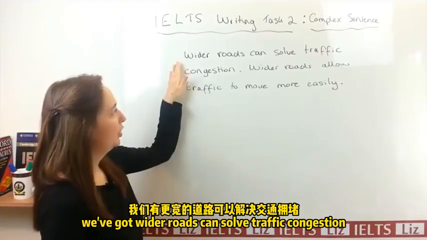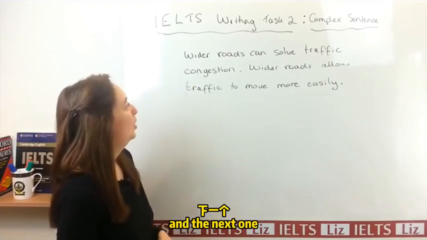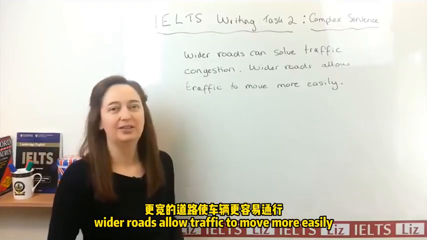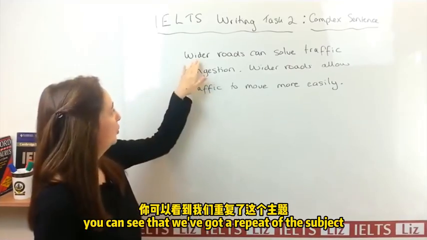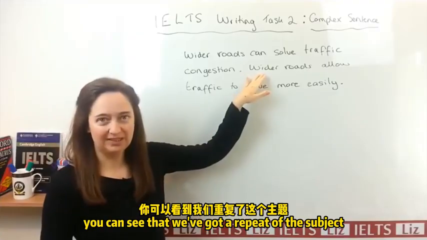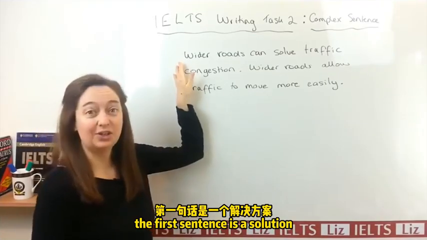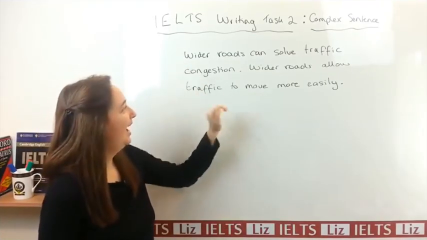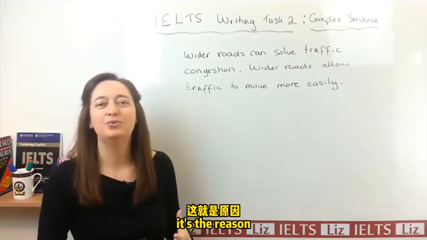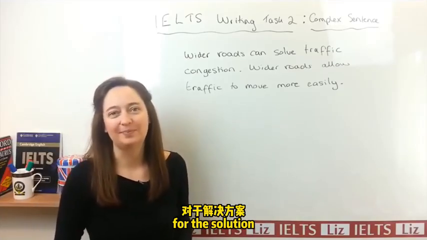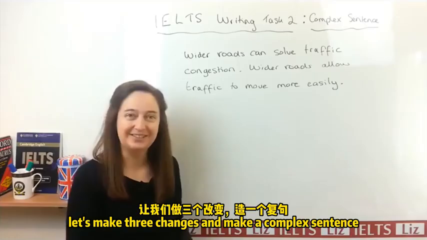We've got: wider roads can solve traffic congestion. And the next one: wider roads allow traffic to move more easily. You can see that we've got a repeat of the subject. We can change that. The first sentence is a solution. And the next sentence explains the solution. It's the reason for the solution. Right, let's make 3 changes and make a complex sentence.